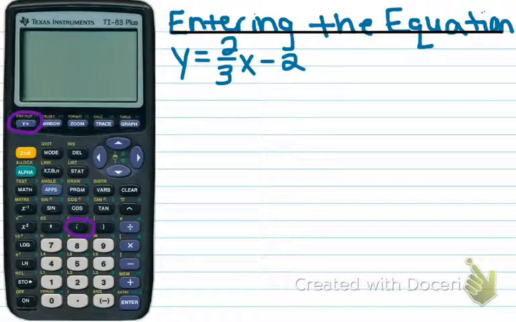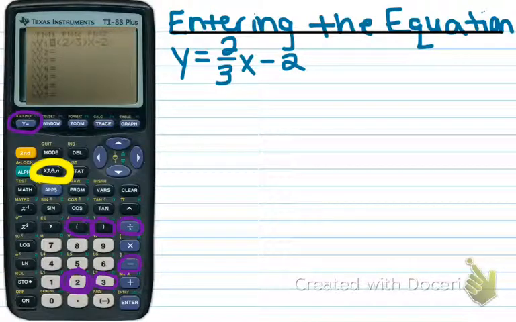parentheses 2 divided by 3, close parentheses. Your X button is this button that says X, T, theta, N. So click on that and then push minus 2. When finished, your screen should look like this.